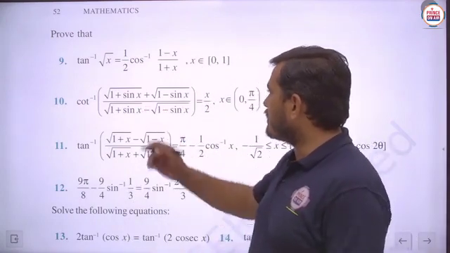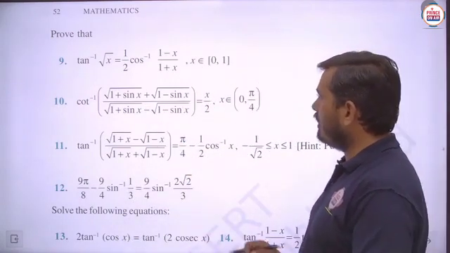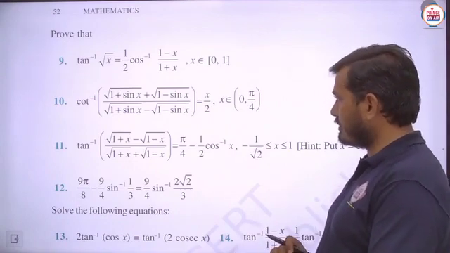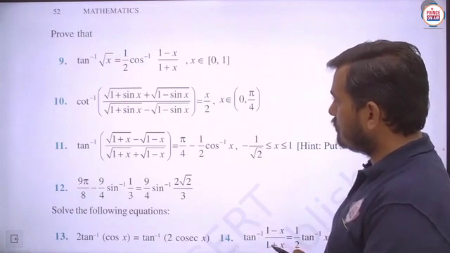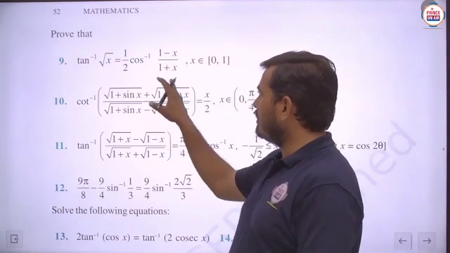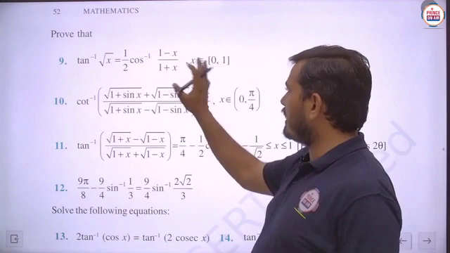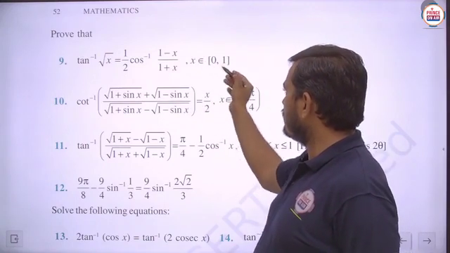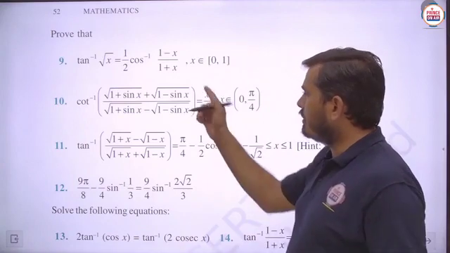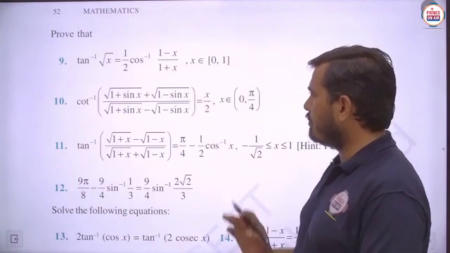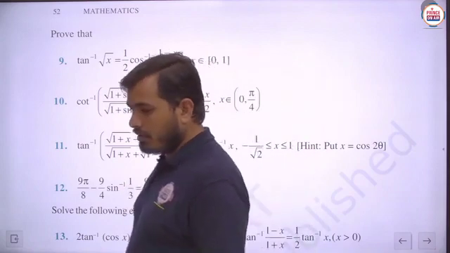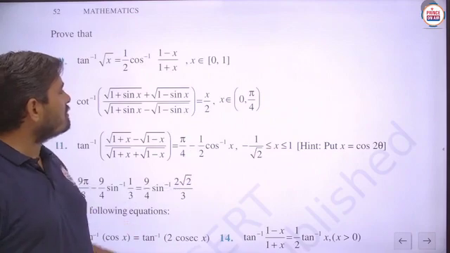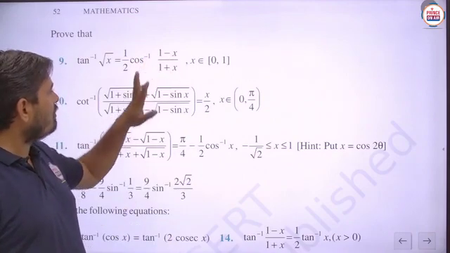It is written as tan inverse of root x equals 1 by 2 cos inverse of (1 minus x) upon (1 plus x). Again, in this question we have to prove the statement, where we take the right-hand side and use the result that x belongs to 0 to 1 to get the required result, tan inverse of root x. So we take the right-hand side, that is 1 by 2 cos inverse of (1 minus x) upon (1 plus x).